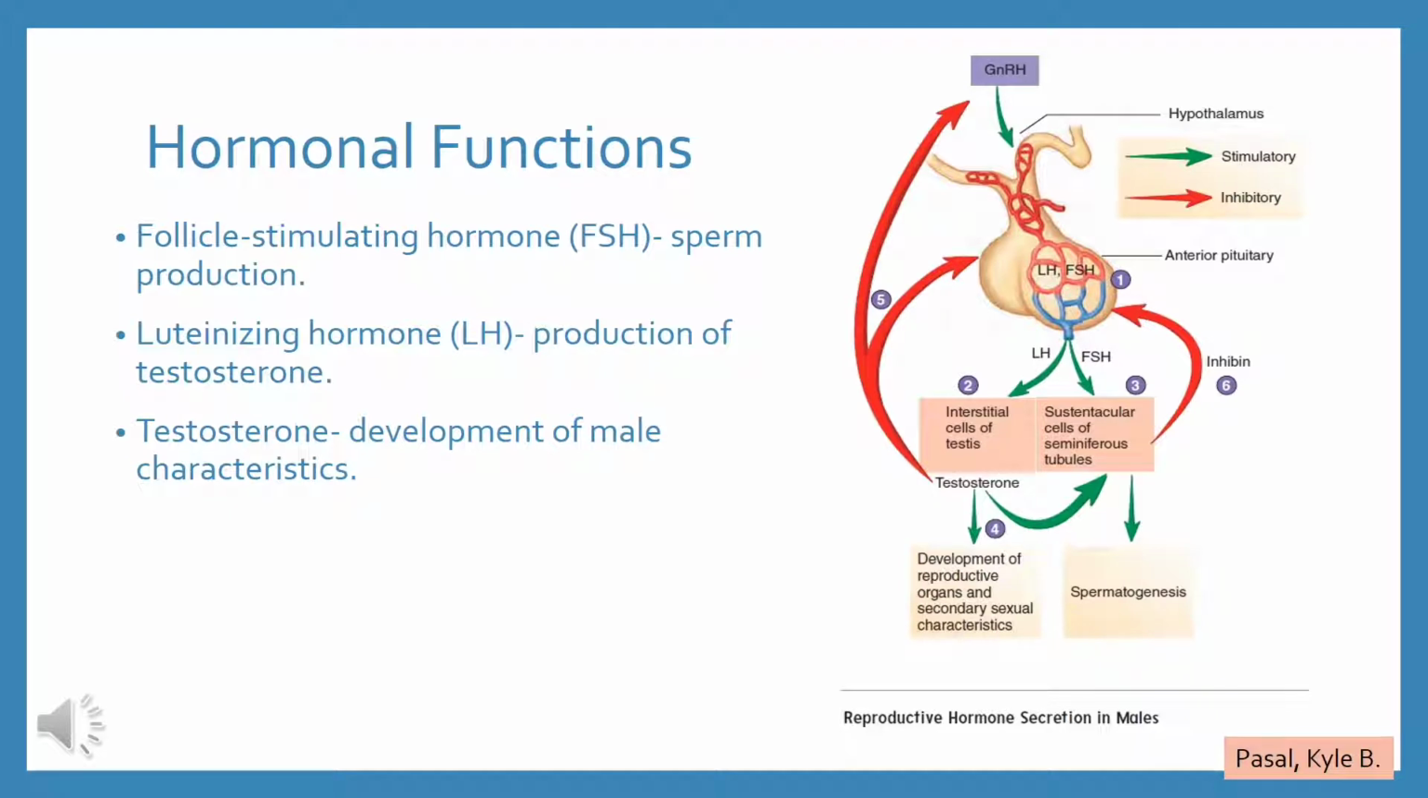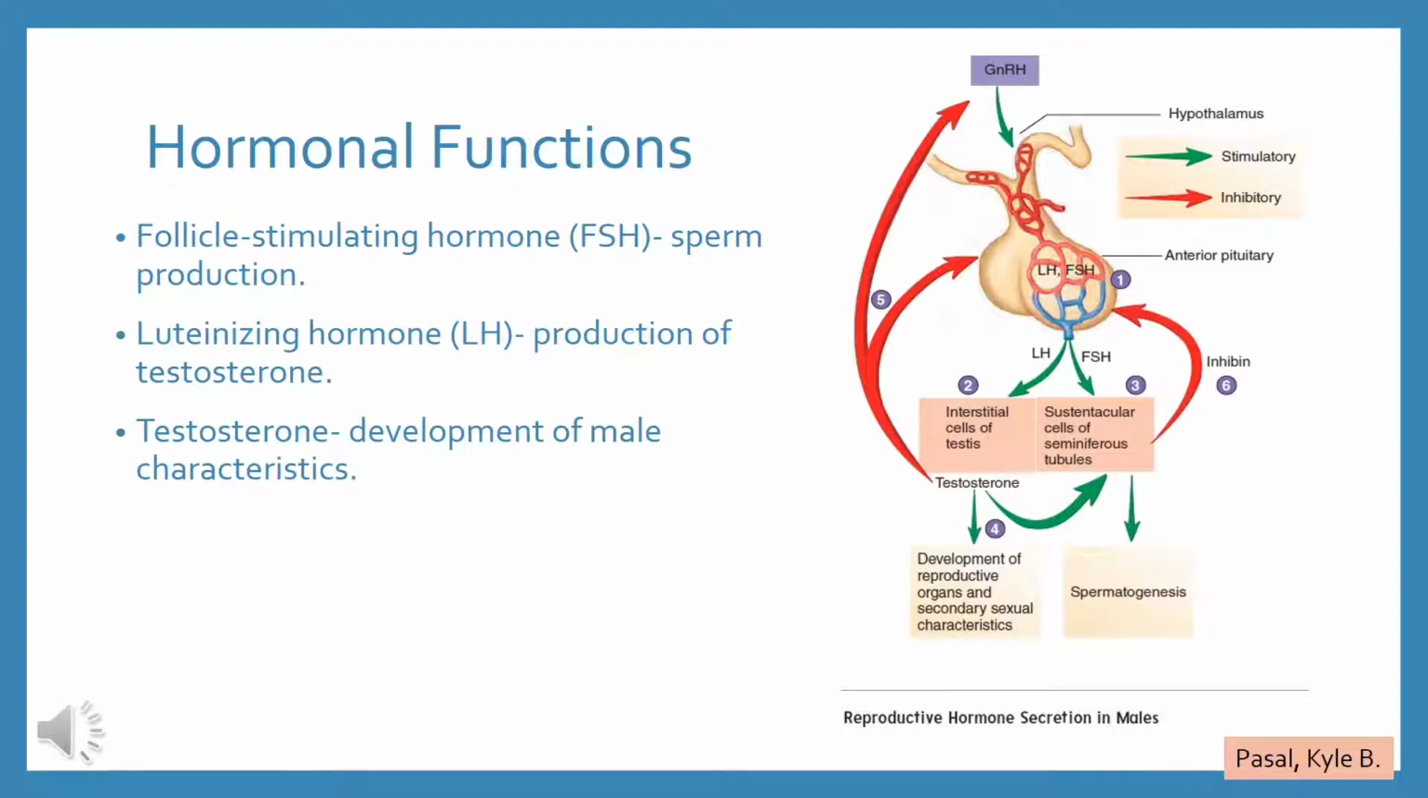The entire male reproductive system is dependent on hormones. These are chemicals that stimulate or regulate the activity of their cells or organs. The primary hormones involved in the functioning of the male reproductive system are follicle stimulating hormone, luteinizing hormone, and testosterone.